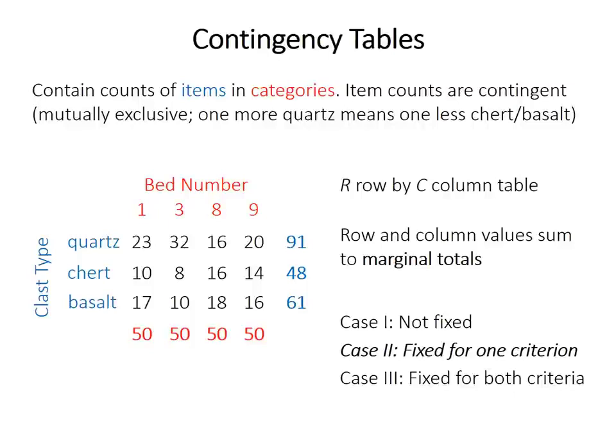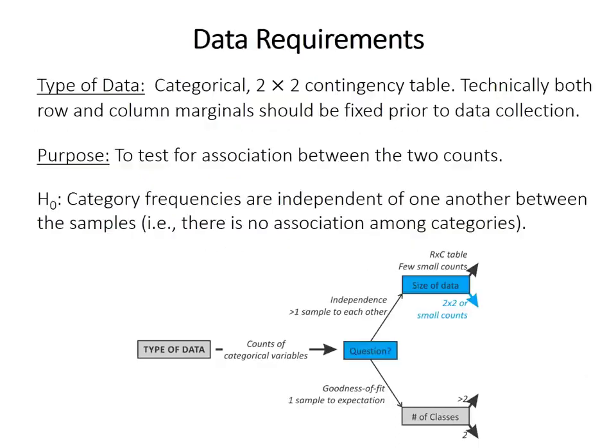In case 3, both the row and the column marginal totals are fixed prior to collecting the data. This is hard to do outside of experiments, so it's not really common in observational earth science data. So Fisher's exact test was designed for 2x2 contingency tables. It technically applies only to those contingency tables where both the row and the column marginal totals are fixed prior to collecting the data, and as I said on the previous slide, that's kind of unlikely for most earth science data. But don't worry, it's okay to run this test anyways, as we'll see in a minute.